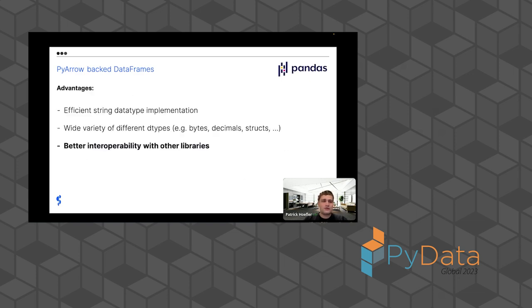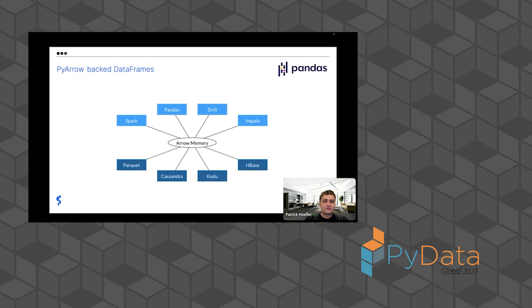And one of the biggest advantages of Arrow from a user point of view, if you want to do different things with different libraries, is that the interoperability is great. You can switch zero copy from pandas to Spark to Polars to DuckDB. All these libraries out there that are somehow using the Arrow memory format.